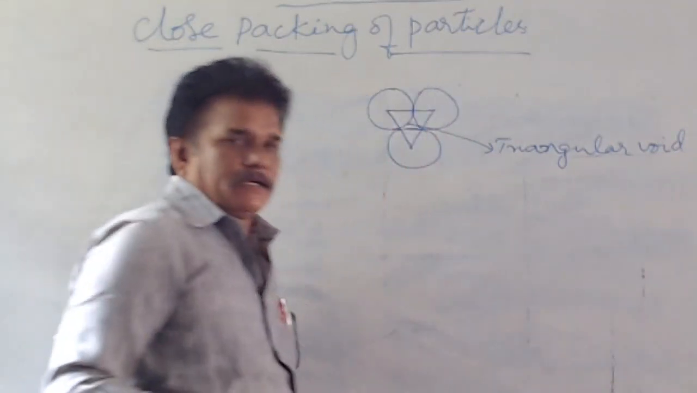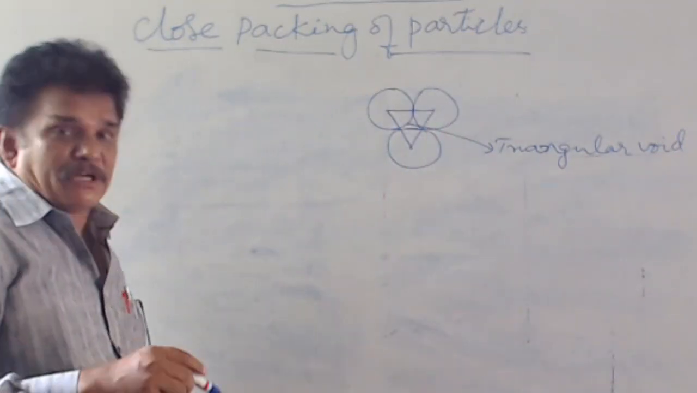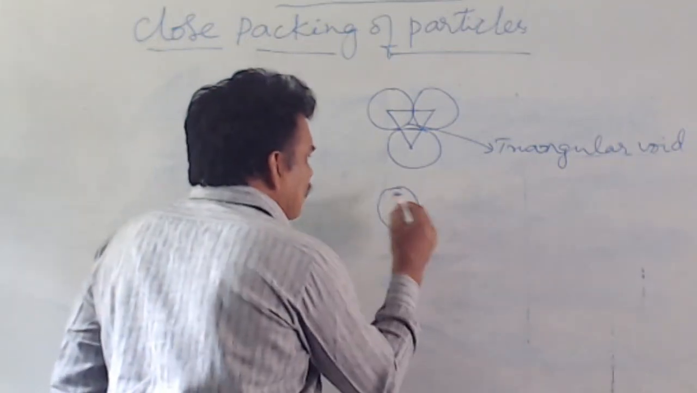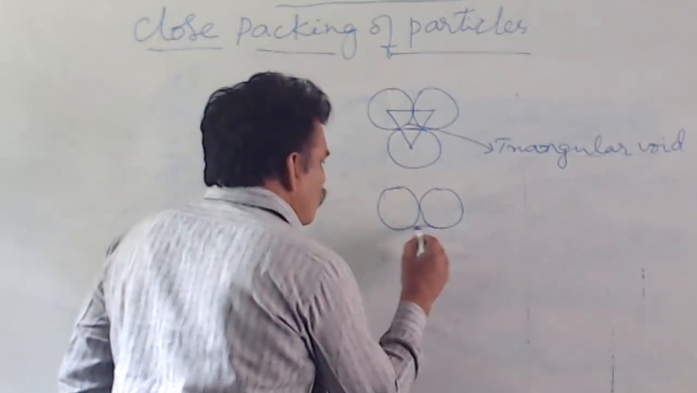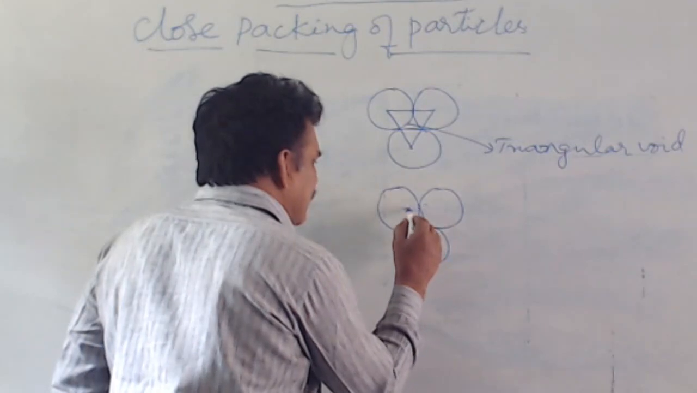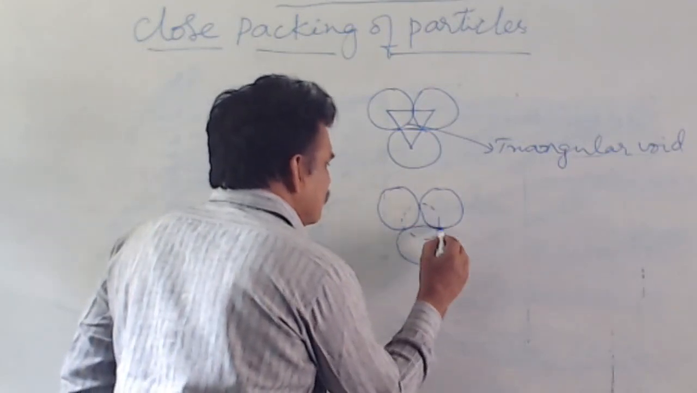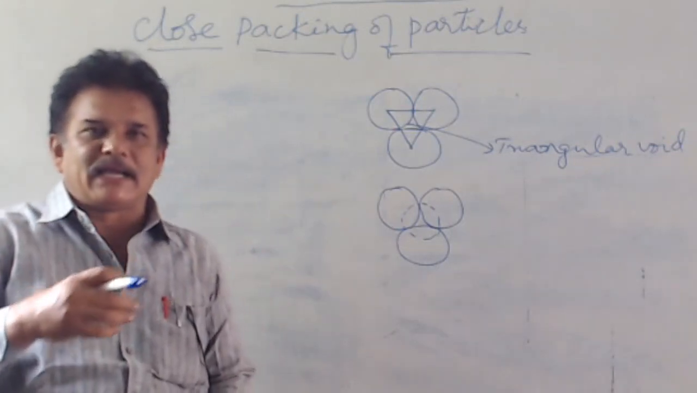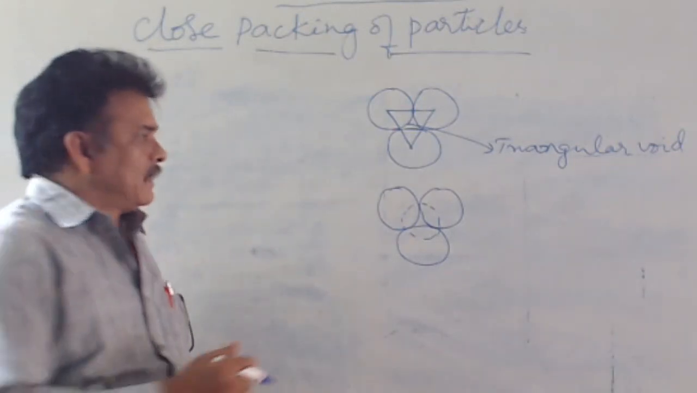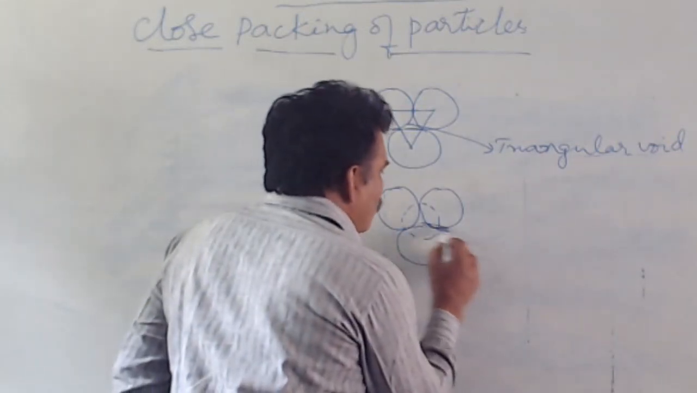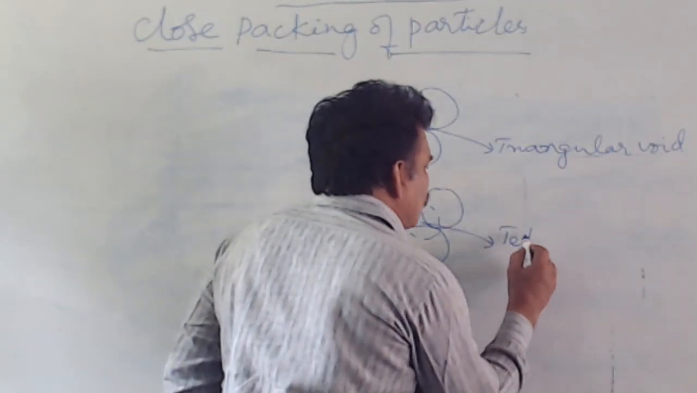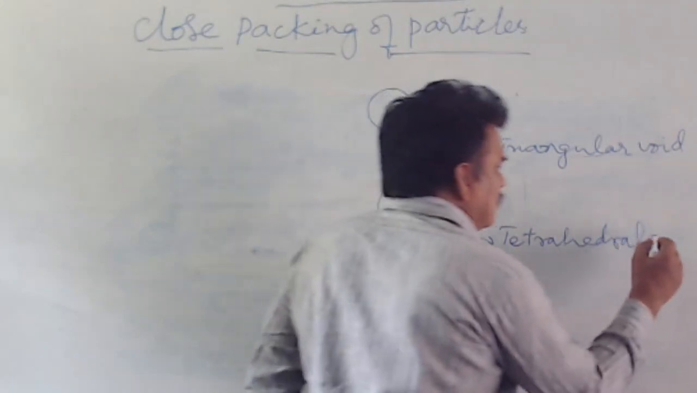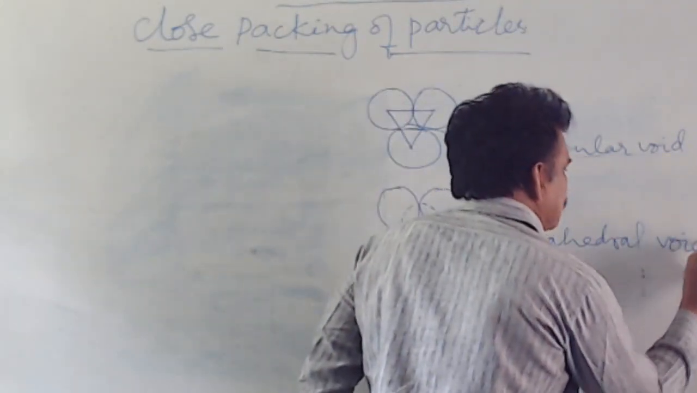In three-dimensional close packing, if a particle comes above these particles like this, then this triangular void is covered by another sphere. The void formed is called a tetrahedral void.